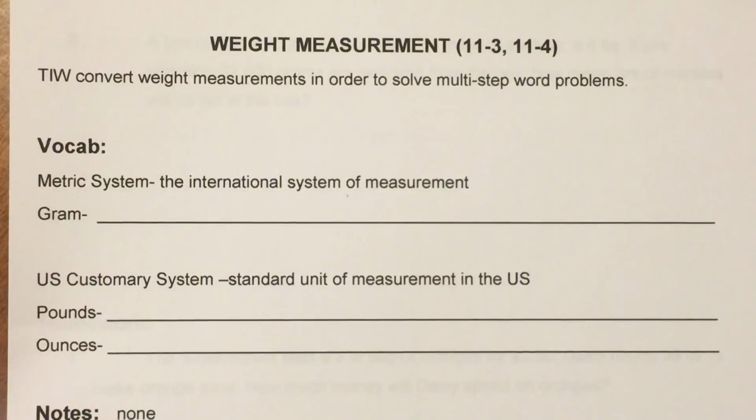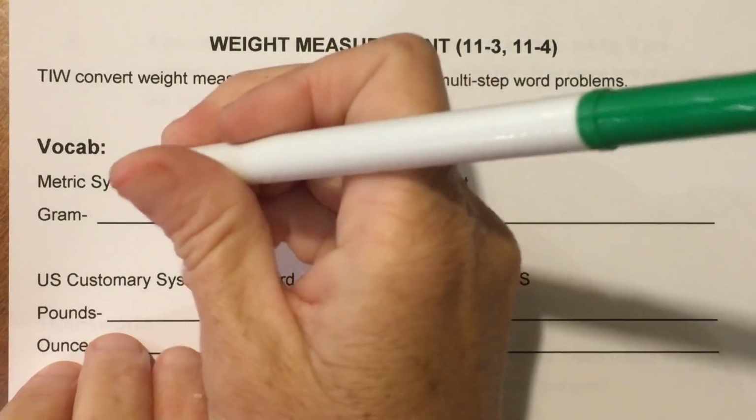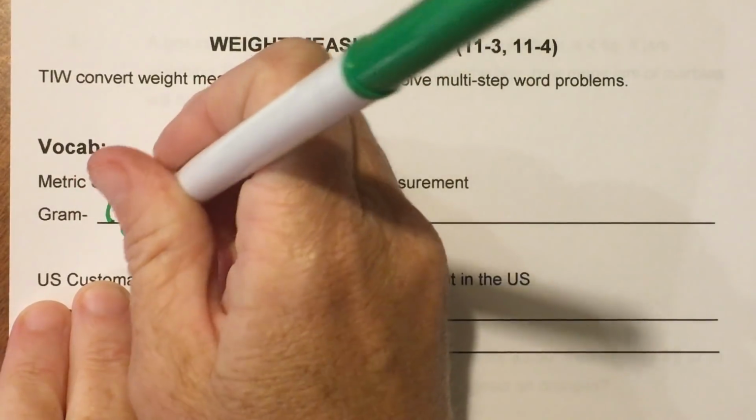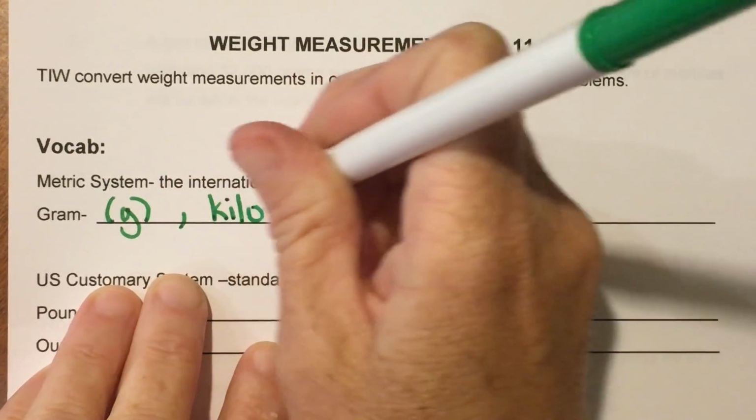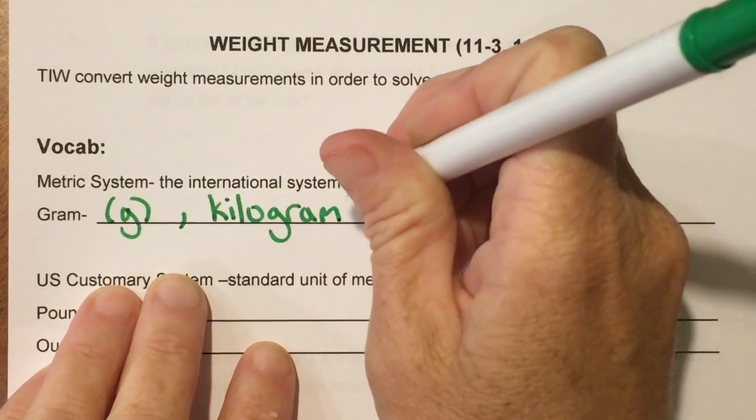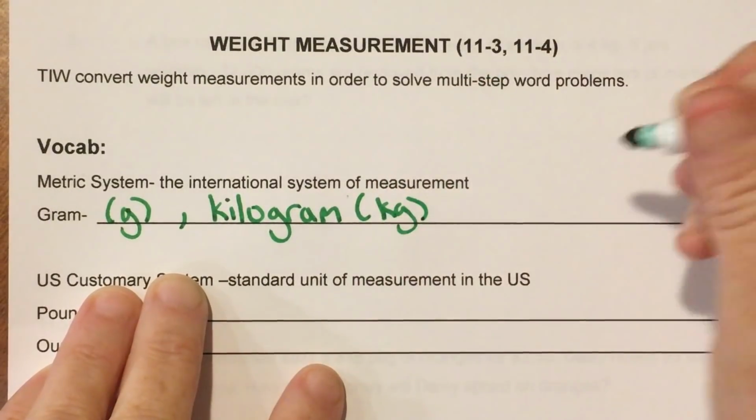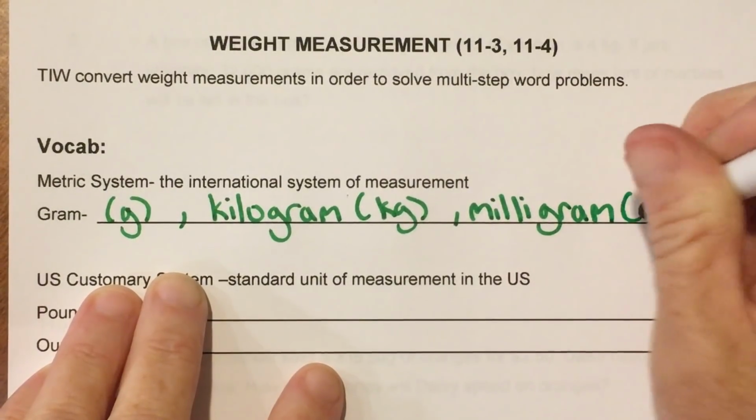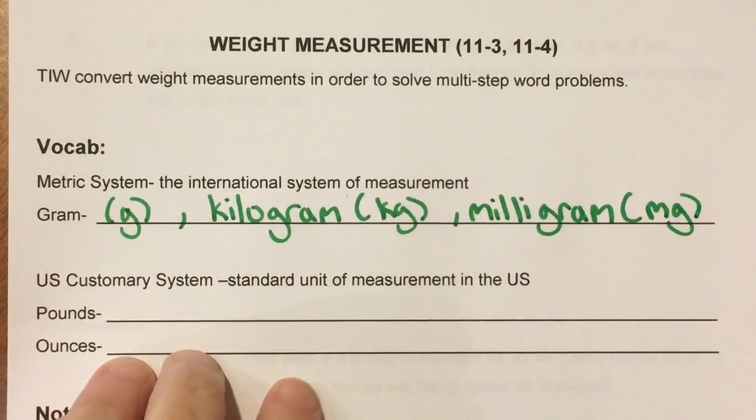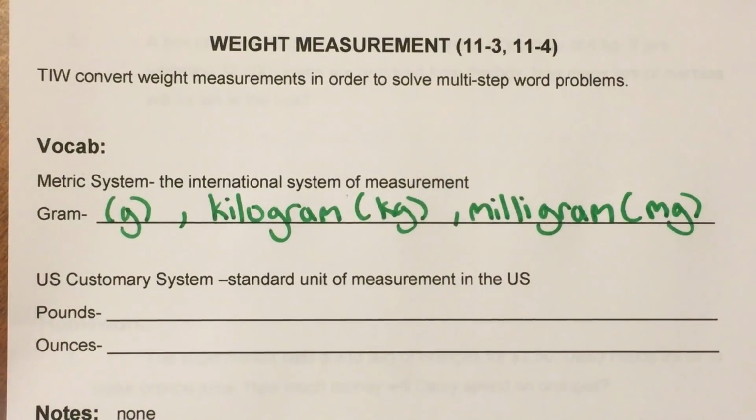So we're still going to be dealing with the metric system and the U.S. customary system. So for the metric system, remember that's the international or worldwide system of measurement. What they use is called the gram. So the gram's abbreviation is just a lowercase g. For our purposes, we're also going to be using the kilogram, which is kg, and the milligram, which is abbreviated with an mg.